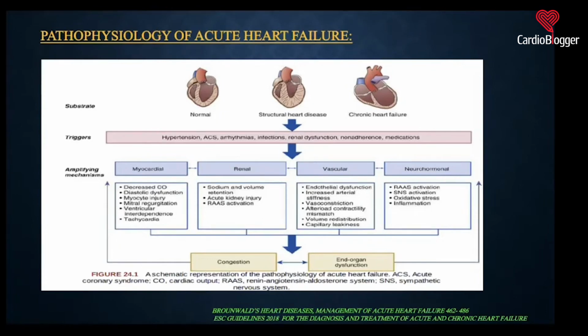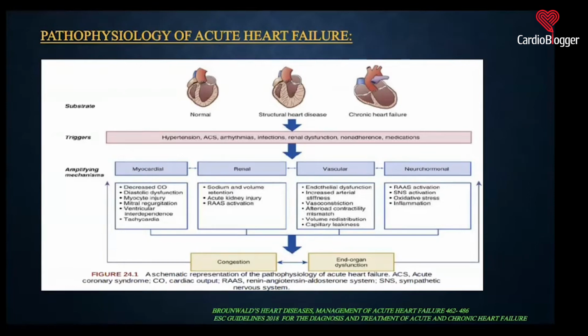These are the myocardial mechanisms. There is a decreased cardiac output which leads to raised LV end diastolic pressure. Then there can be diastolic dysfunction, MR, tachycardia, and ventricular interdependence. So these are the various myocardial things which can cause the congestion. When it comes to the renal mechanism, because there is heart failure, there is RAS activation because there is too much sympathetic involvement. The renin, angiotensin, aldosterone system is involved, acute kidney injury will be there, and there will be sodium and volume retention.